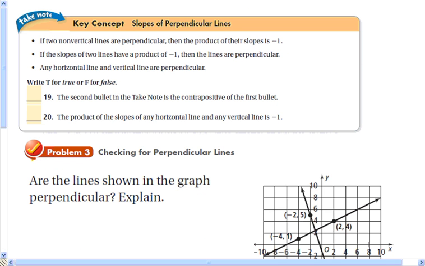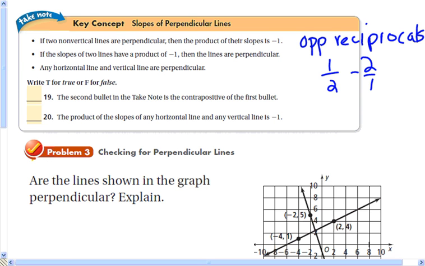So, another key concept, slopes of perpendicular lines. If two non-vertical lines are perpendicular, then the product of their slopes is -1. Just a note, that means they are opposite reciprocals. Here's an example, 1/2 and -2 over 1, which equals -2. 1/2 and -2 are opposite reciprocals.